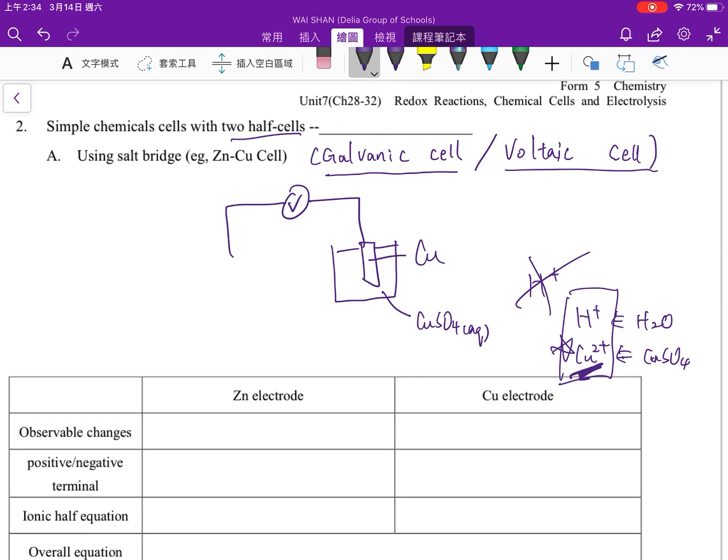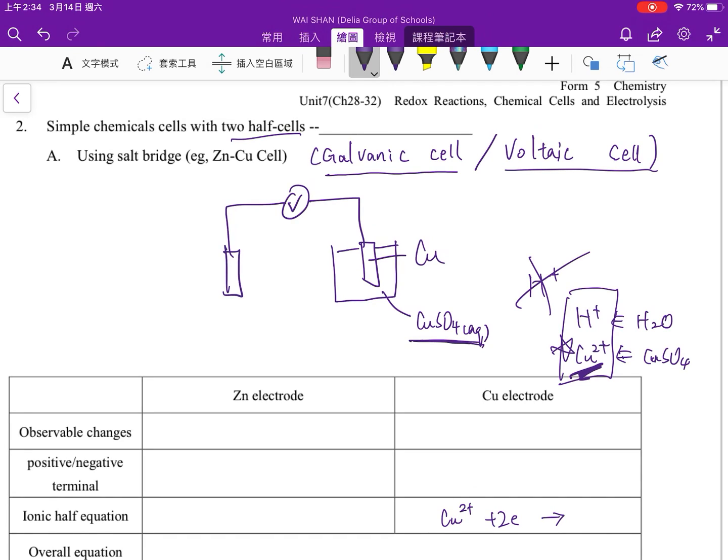So we use copper 2 sulfate solution instead of acid to avoid forming hydrogen, because after we change to copper 2 sulfate, in the copper electrode, the half reaction taking place now is copper 2 plus gaining electron. So no more hydrogen gas will be formed.